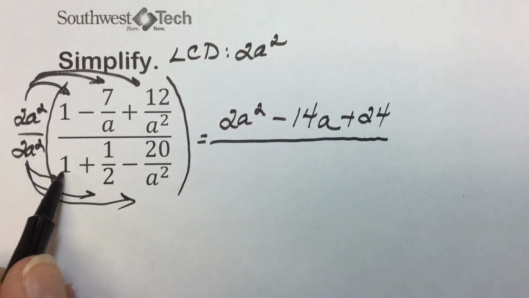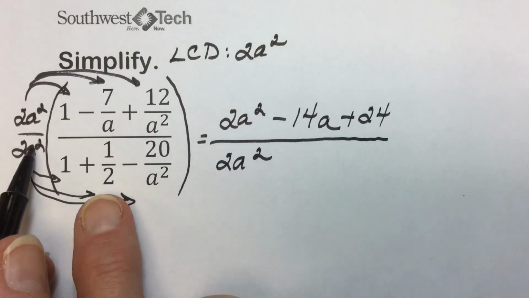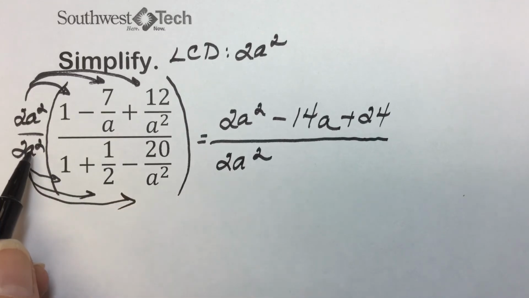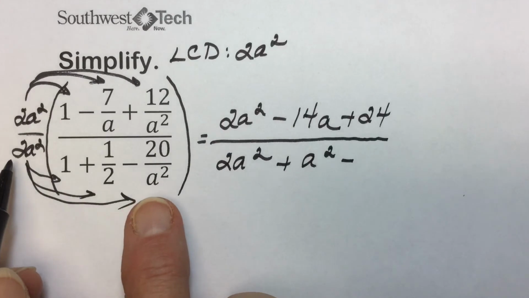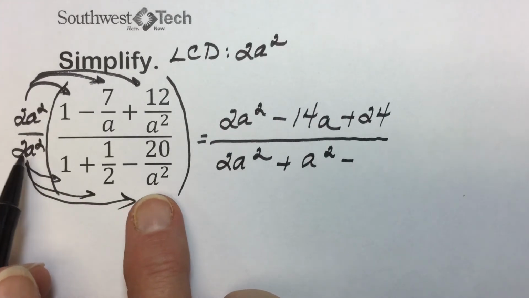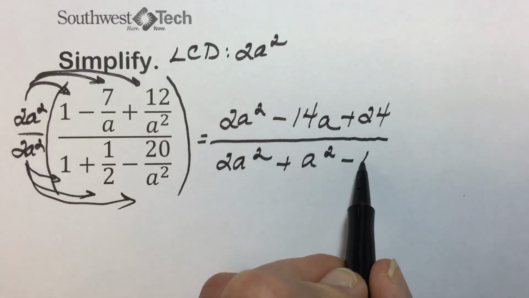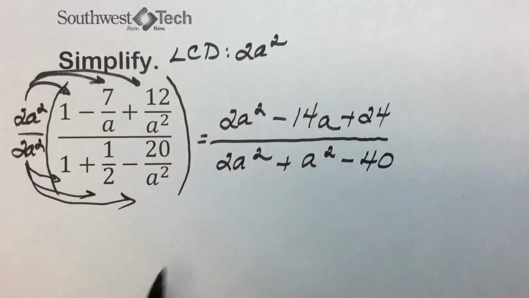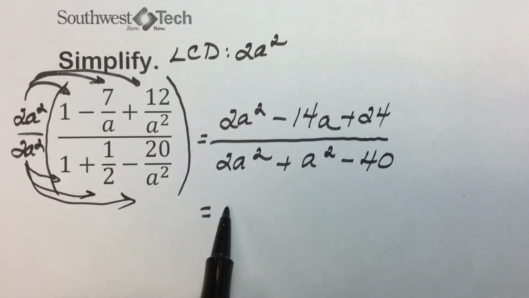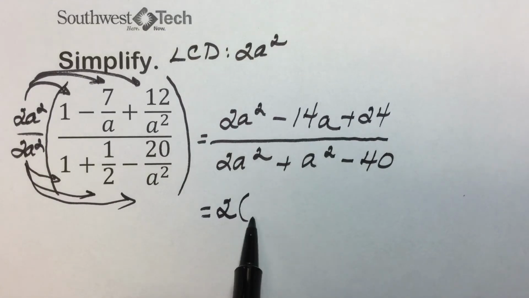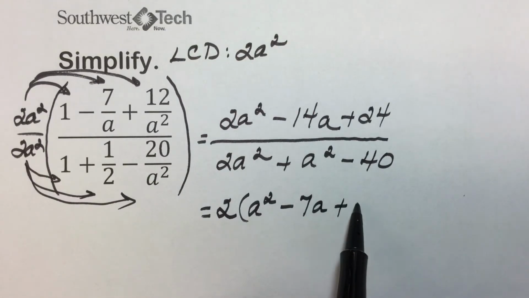In the denominator, 2a squared times 1 is 2a squared. 2a squared times 1/2, the 2's cancel out, leaving just the a squared. And then multiplying the third term, the a squared cancels out, leaving the factors 2 and 20 to multiply to give us 40. Simplifying here, in the numerator we have a common factor of 2 between all three terms. We have an a squared minus 7a plus 12.